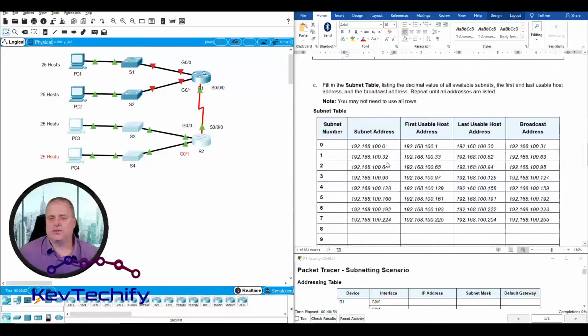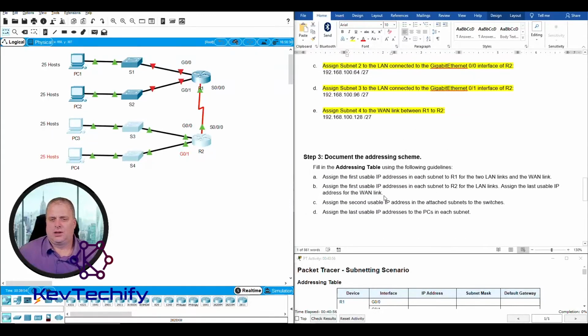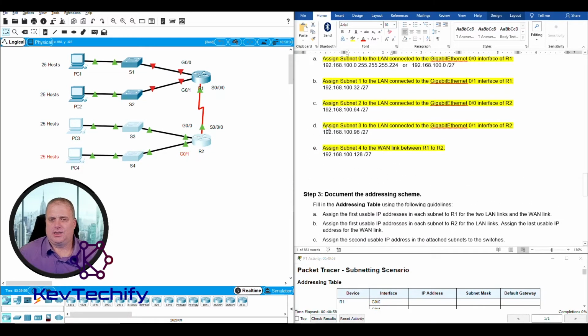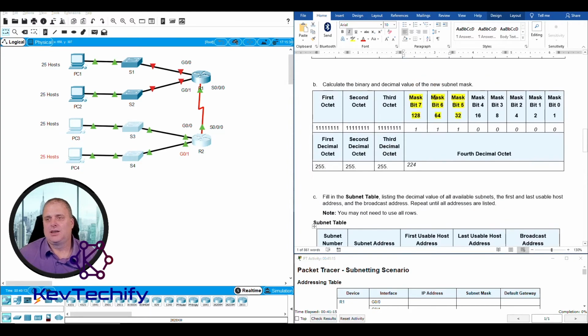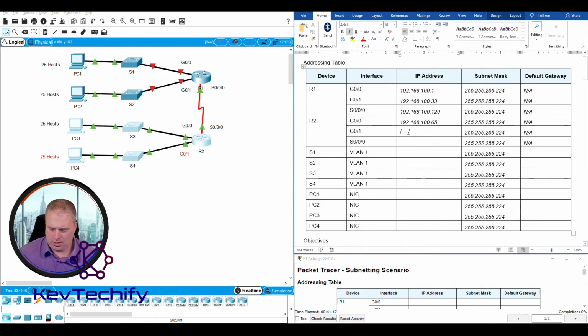If we scroll down, we assign gig 01 interface to subnet 3, our fourth subnet. Coming up here, this is our fourth subnet. This is our network address. This is the first usable. Our first usable, 192.168.100.97. Scroll up to our chart here, 192.168.100.97.